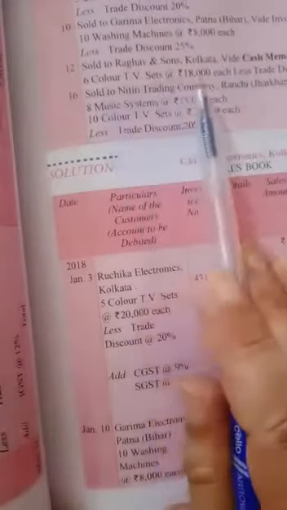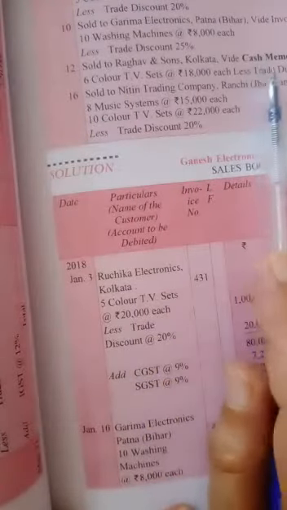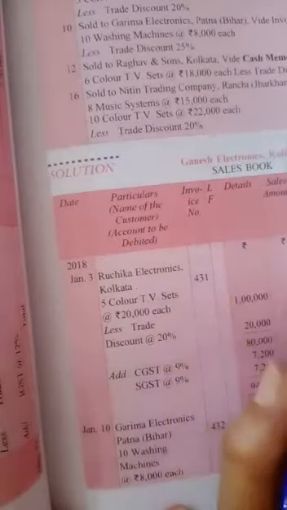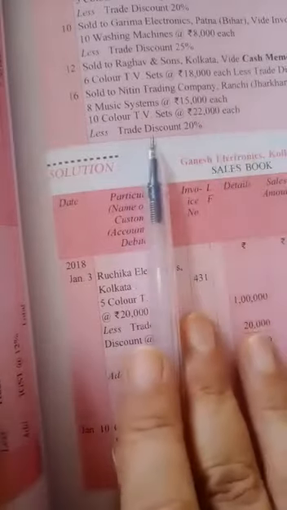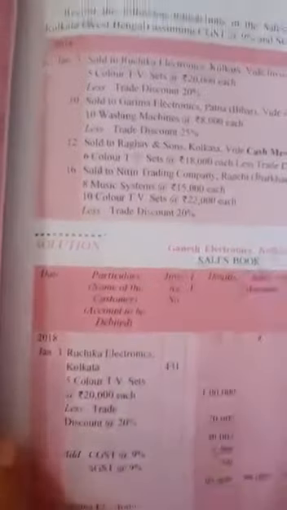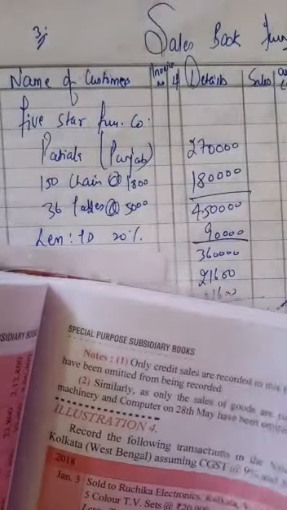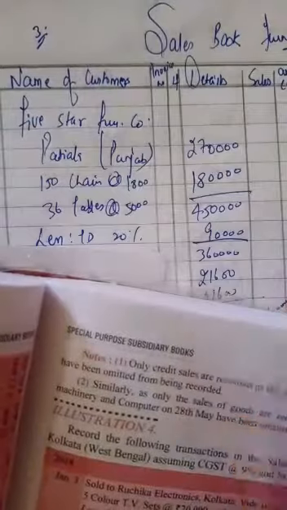Then sold goods to Raghav Vida on cash memo. It will not be recorded at all. Cash transactions are not recorded. Sold to Nitin Trading Company, Ranchi, Jharkhand, music systems and 15,000, and color TV. So these 3 items you have to record. Rest you will not record. Cash transactions, they are just similar.